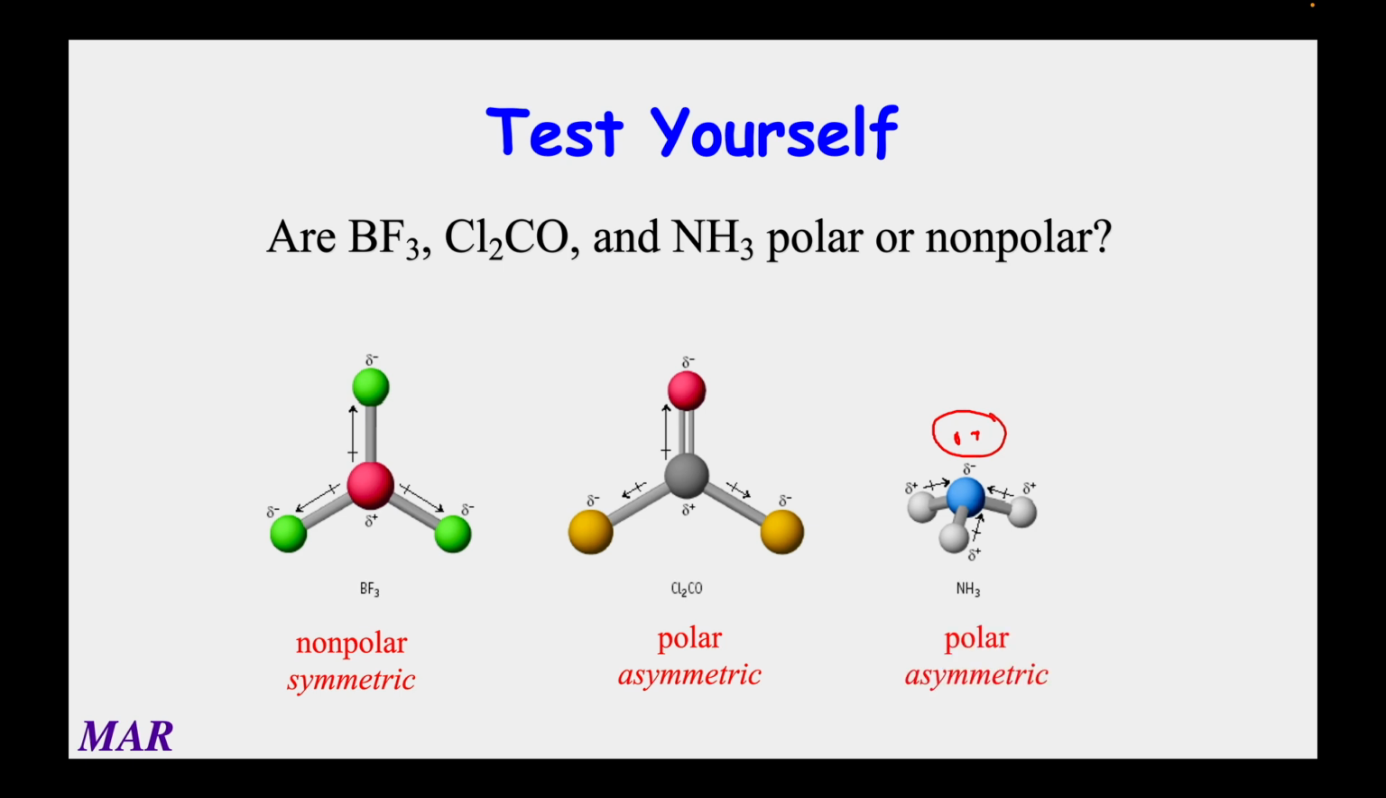So be careful of the lone pairs. Sometimes they don't show up, but a lone pair will also break the symmetry, making it polar overall. And again, I hate to always say it, but if you have to guess polar. But that being said, that far left one was symmetric. That's going to be a non-polar molecule.